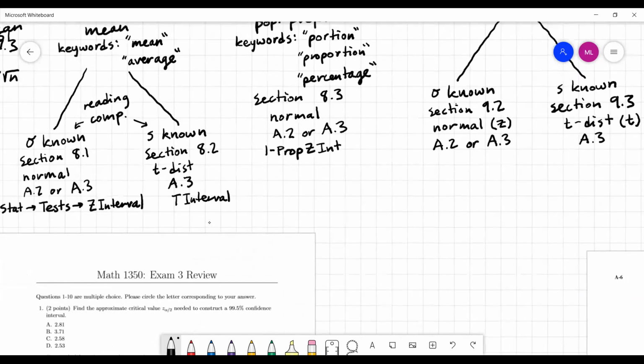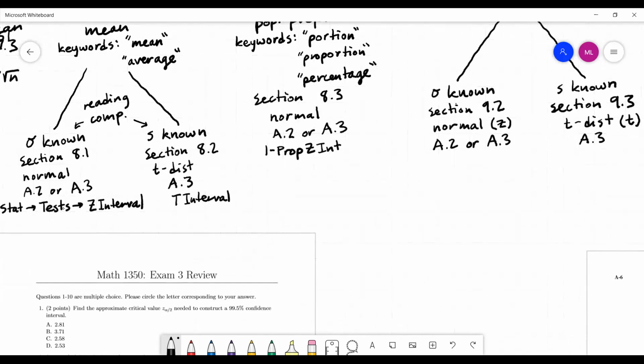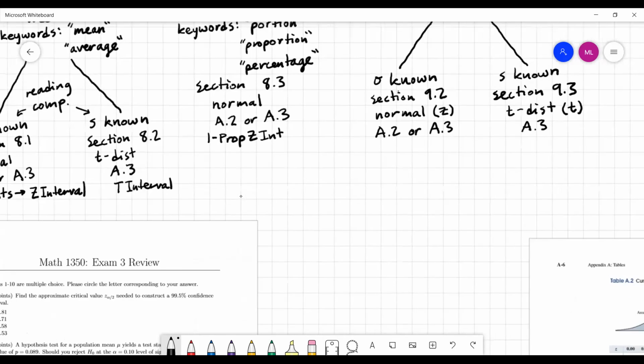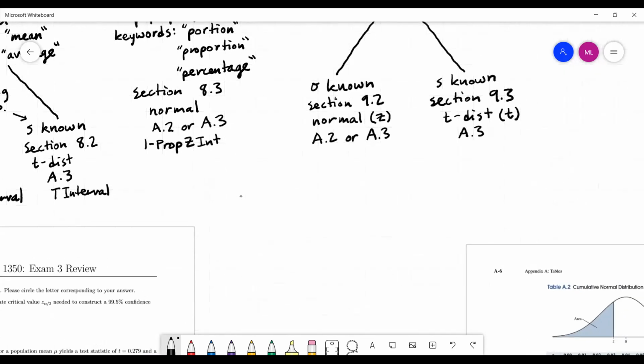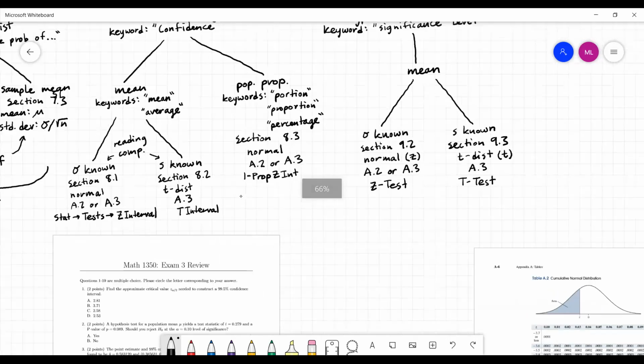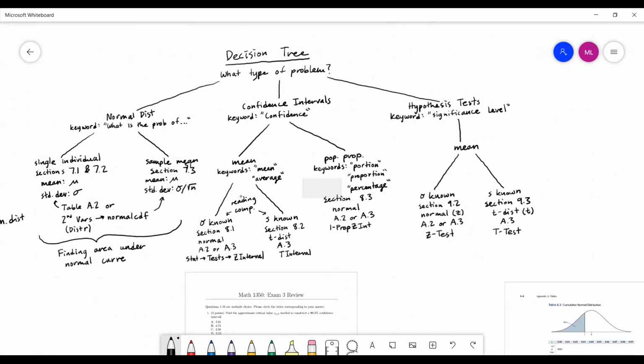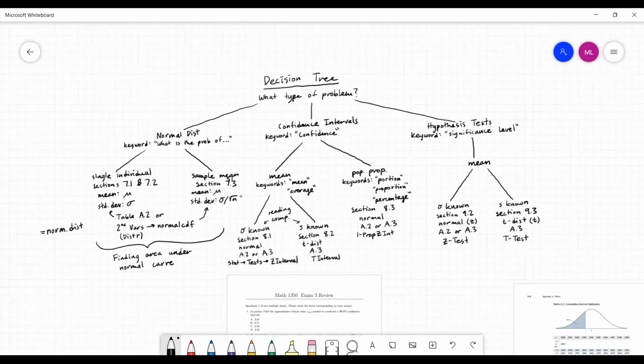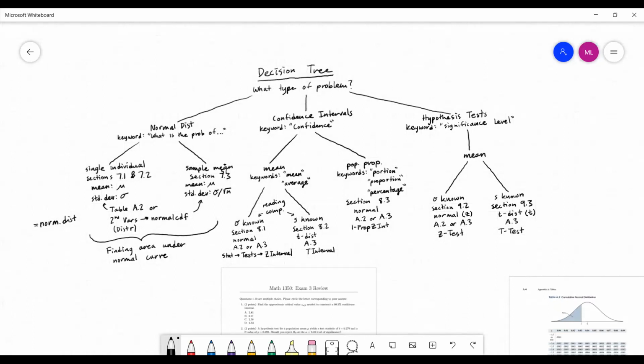And the calculator commands are similar to the ones we had over here. We hit stat and tests, but instead of looking for things with the word interval in them, we're looking for things with the word test in them. And so far we have a z test and a t test in the calculator. So there's our full decision tree. So far, at least, this is what we've got. This is the information that we have.